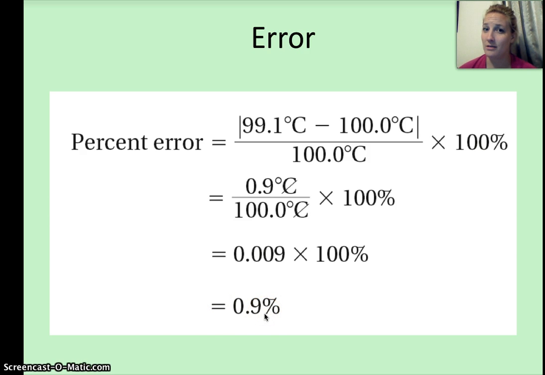Now that's pretty good. Typically, anything under 5% is a really excellent percent error. Anything above that, you've got a little work to do on your lab technique. But don't worry, I've seen errors as high as like 500%. Sometimes things happen and you just can't control it.